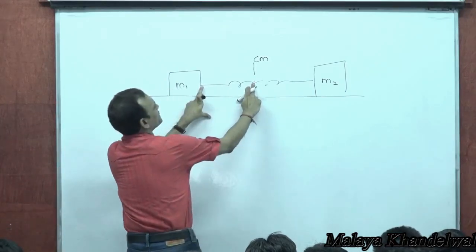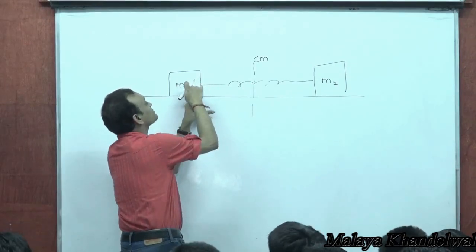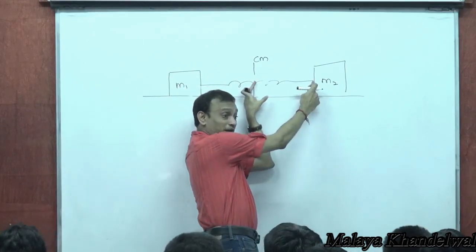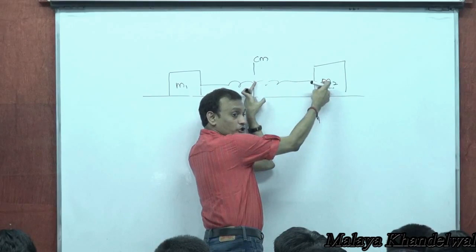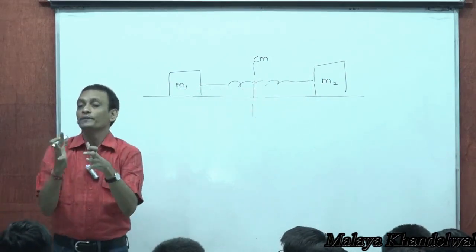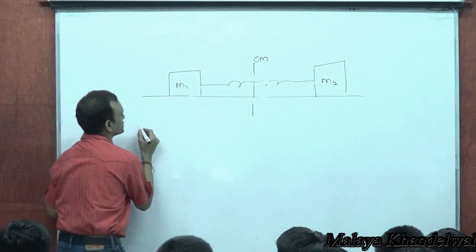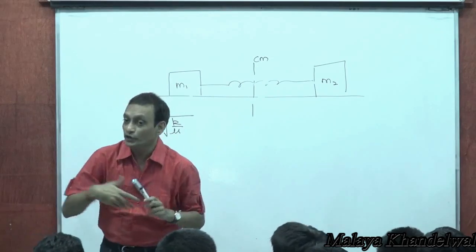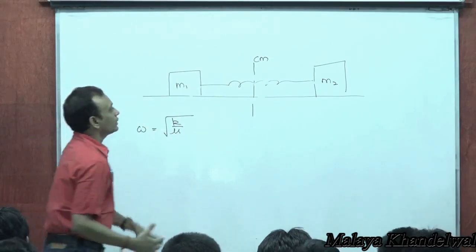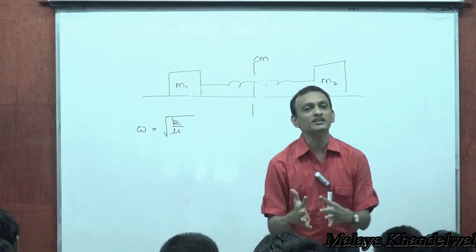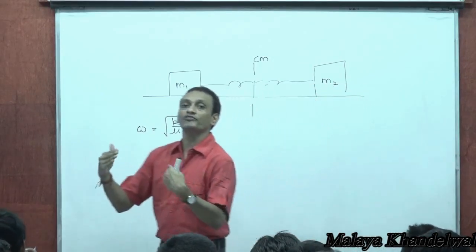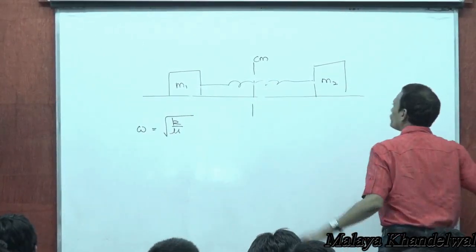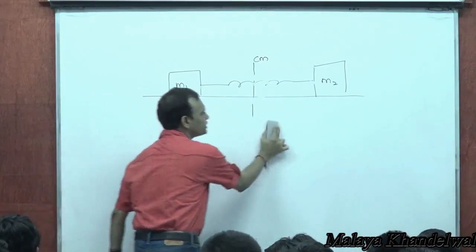This was fixed as if this length was fixed. This was the natural length of the spring to which M1 was connected. This was the fixed length of the spring to which M2 was connected, the natural length to which M2 was connected. And the two masses M1 and M2 executed simple harmonic motion with omega equal to root k by mu, where mu was the reduced mass of the system, right? We also, from center of mass considerations, looked at how to find the amplitude of oscillation of the two masses, right?